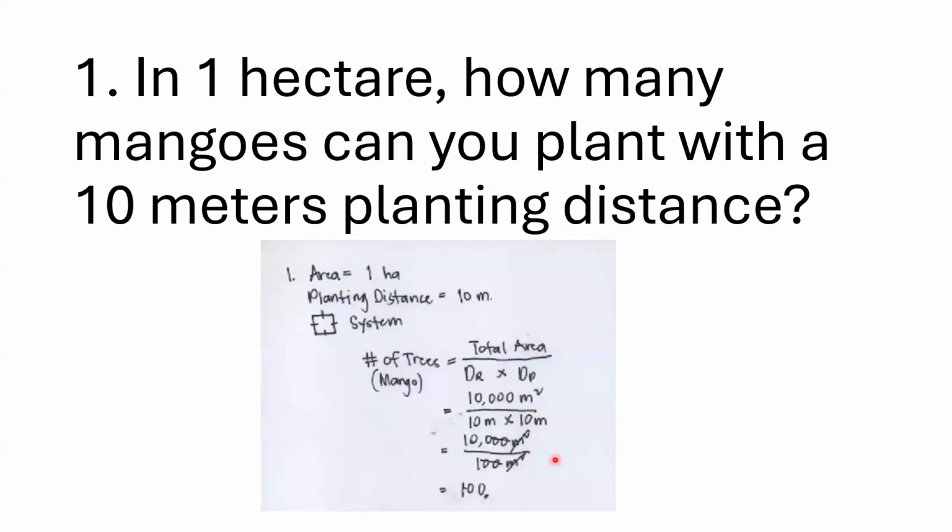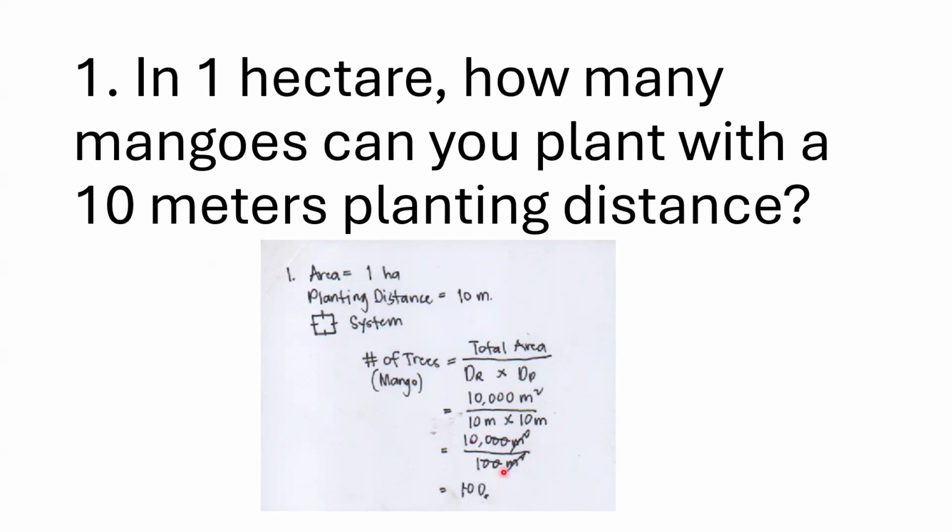Now here's the solution. Our total area is 1 hectare. That's equivalent to 10,000 square meters. Then our planting distance is 10 meters. So multiplied by 10 meters since square planting system. 10 times 10 equals 100 square meters.